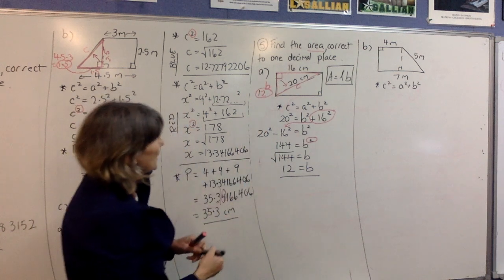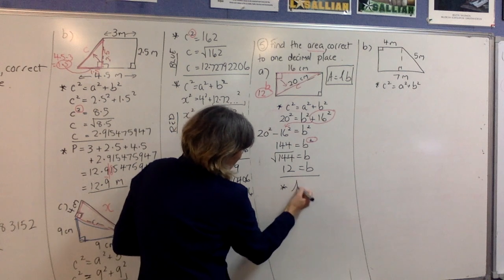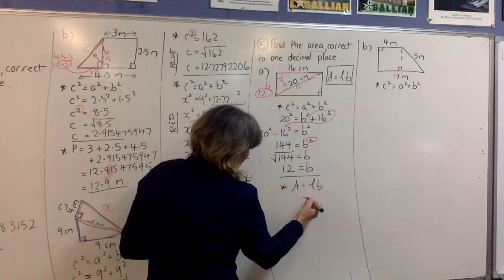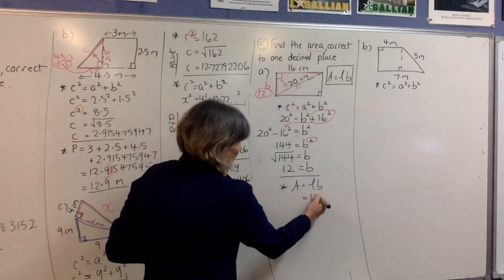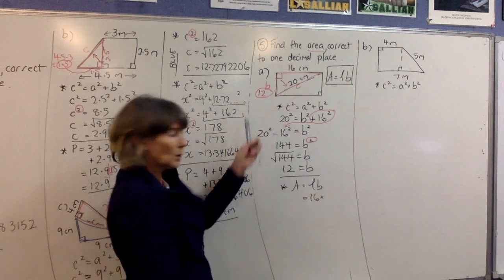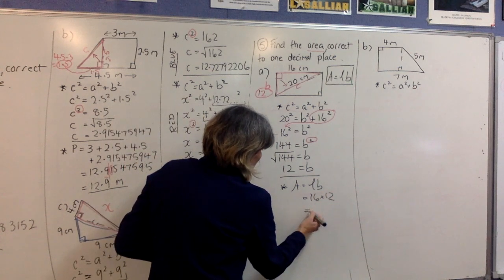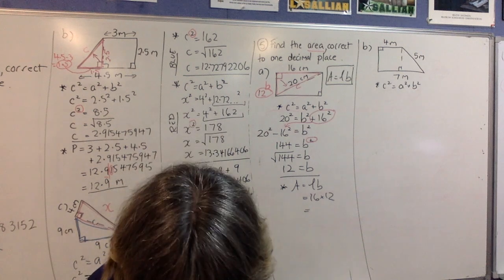Now we'll see if we can do the area they wanted. So area equals length times breadth. The length is 16. You just found the breadth. It's 12. And we're just going to multiply those numbers together and find our area.